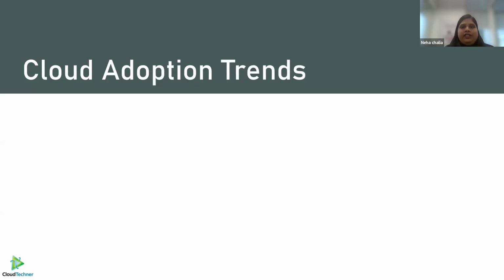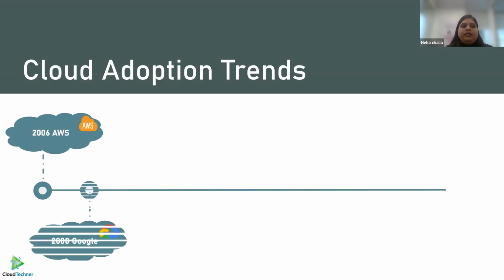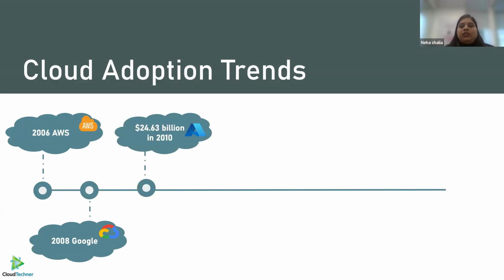Cloud computing has changed the way businesses operate, but have you ever thought about how it all started? Back in 2006, AWS introduced cloud services, making it possible for businesses to scale without huge upfront investments in hardware. Then, in 2008, Google Cloud entered the market, bringing powerful data and AI capabilities. By 2010, cloud adoption was picking up speed while spending reached approximately $24 billion as companies realized the benefits of scalability and cost savings.